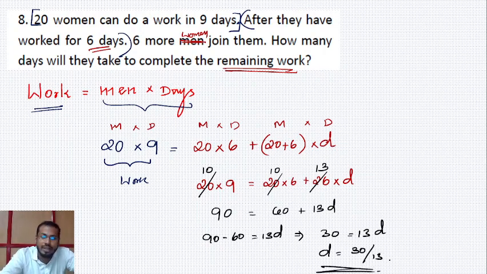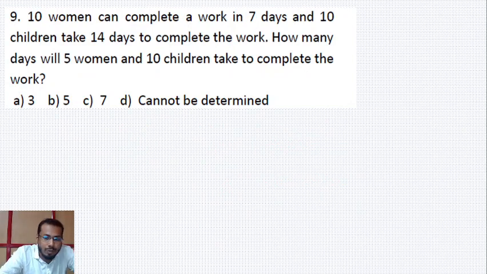Here the options are not given. 30 over 13 is the right answer. It is 2 point something. Right, let's move to the next question.